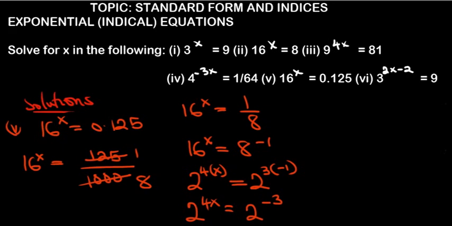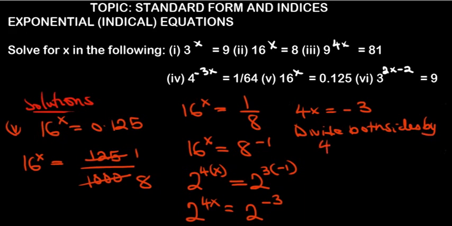Then from here you can equate the powers. So when you equate the powers, you have 4x equals minus 3. So from here you can divide both sides by 4. Therefore we have 4x over 4 equals minus 3 over 4. Then 4 cancels 4. Therefore x equals minus 3 over 4. And that's all, that's how we solve the question. You can see step by step how to solve it.